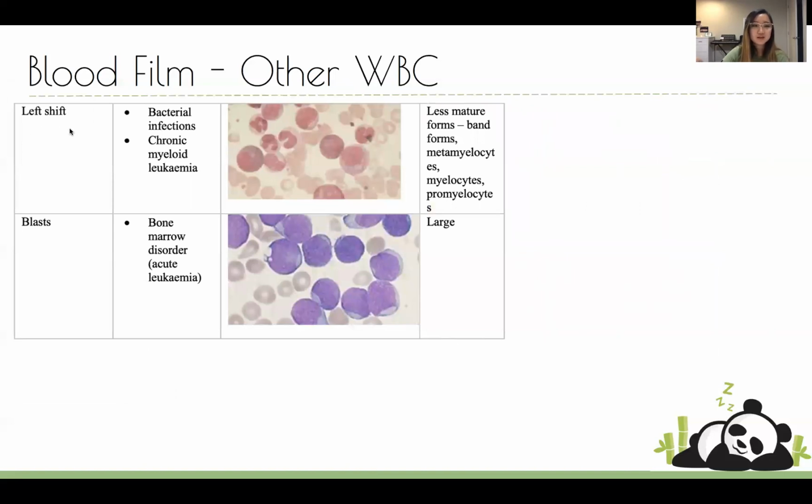A left shift, what they mean by that is basically, I don't know why they think moving to the left is immature, but it just means that there are less mature forms of everything. So you see more blasts, which are your immature white cells, you can see here, and they're just larger. I think they're more referring to white blood cells with left shift. It can be due to bacterial infections because you're making more. It can be due to chronic myeloid leukemia because it's proliferation of these immature cells.